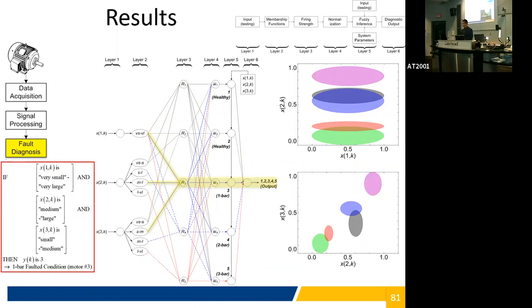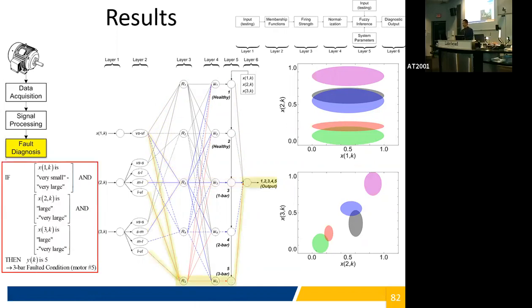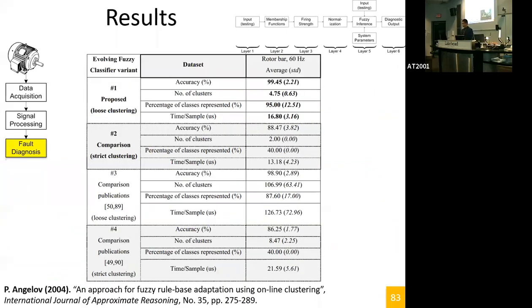For example, this is a 1-bar faulted and a 3-bar faulted. We can trace it. Whatever the system outputs, we know why. This is a very important concept in condition monitoring of transparent diagnostics. And the results, I guess it's not fair to go into detail, but this is the result of the classifier that I propose with respect to some other established classifiers.